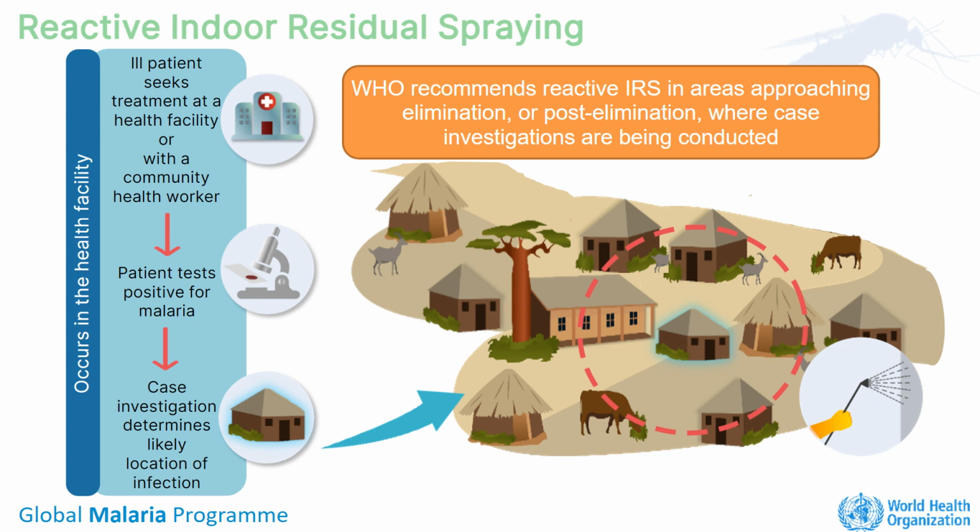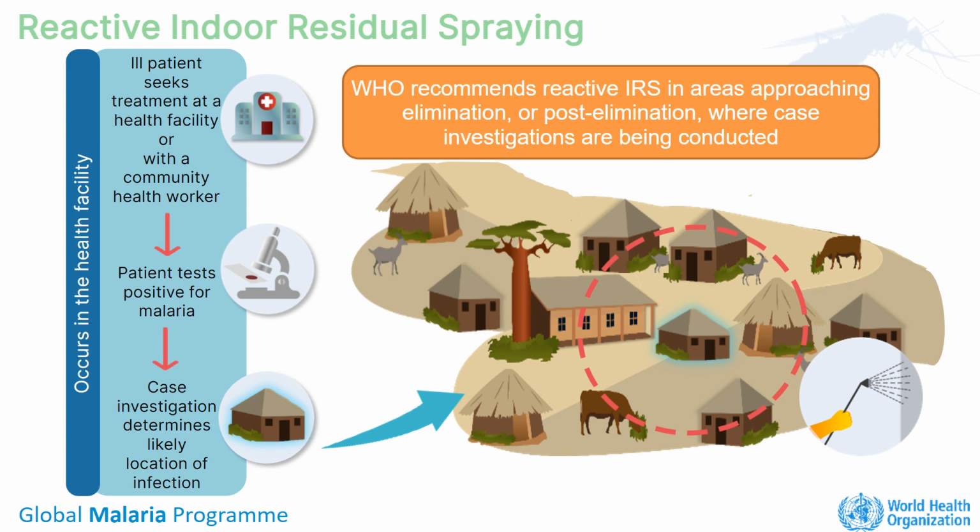In areas approaching elimination or in post-elimination settings where proactive IRS is already carried out, programs consider switching to reactive IRS only depending on the level of transmission or the receptivity of the area. Programs considering adding reactive IRS on top of proactive IRS should balance the potential added benefit with the increased costs and risk of development of insecticide resistance.